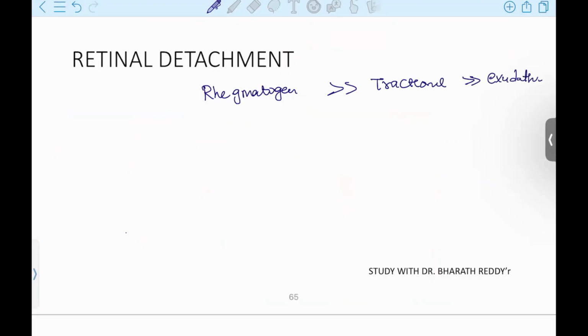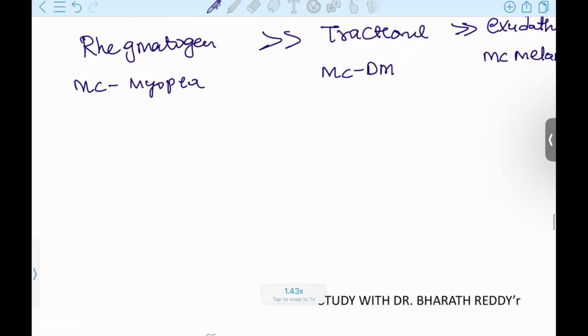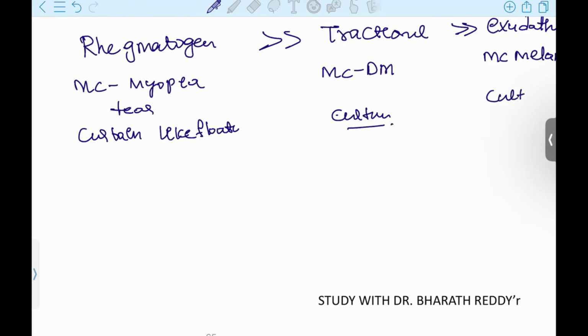And what are the causes for this? Rhegmatogenous, most common is myopia, pathological myopia, and tractional, most commonly diabetes mellitus, and the fourth one is due to melanoma. Okay, choroidal melanoma can be one of the causes. And rhegmatogenous patients will be having features like a curtain-like appearance. When they have the tear, that will be leading to curtain-like floating on the surface. Same with here, curtain-like floating will be seen, and here also curtain-like floating will be seen.